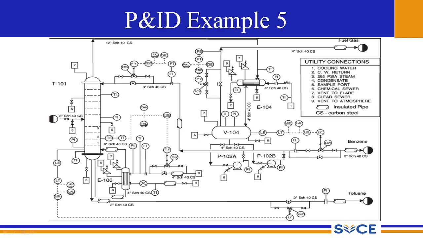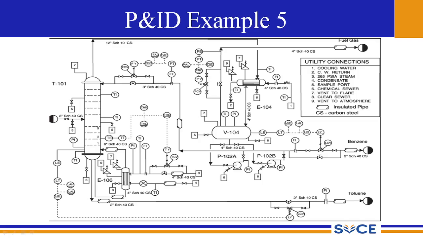So here the information about the pipeline is given. 2-inch schedule 40 and CS will stand for carbon steel, that is the material of construction. So here in this process flow sheet we can see that the pipelines are of different sizes.